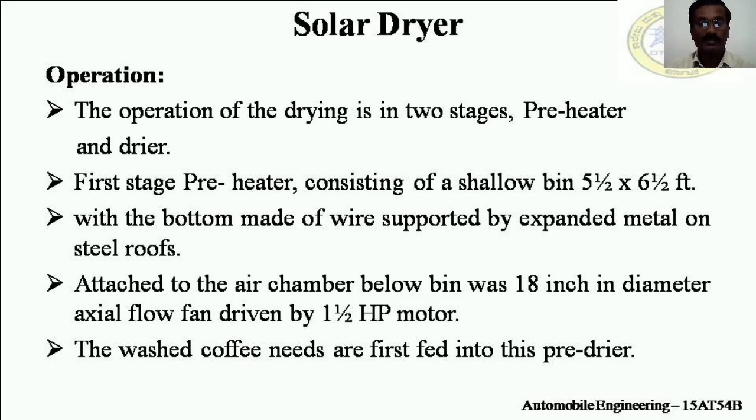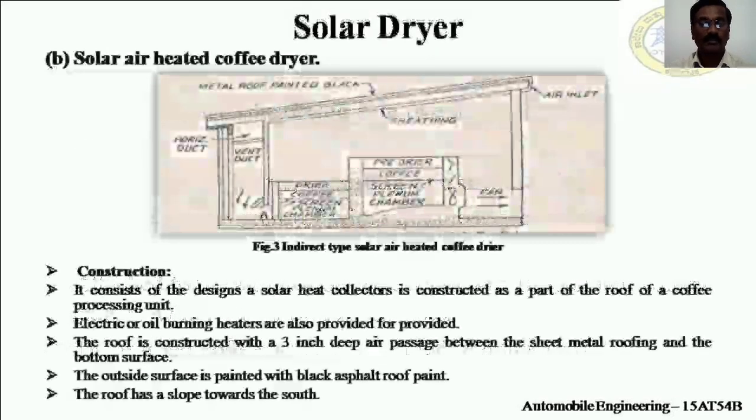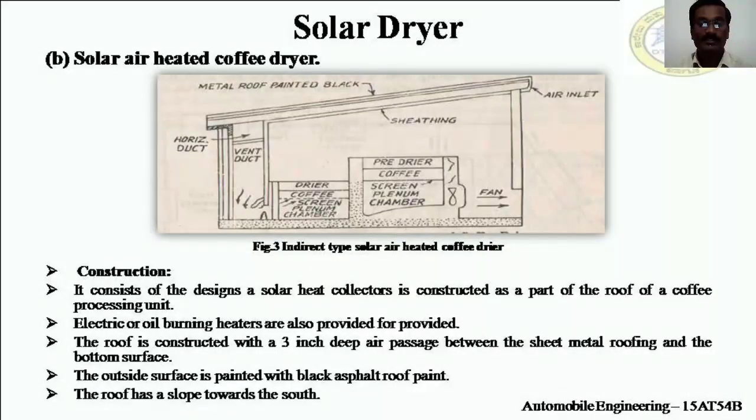For the first stage, the preheater consists of a shallow bin 5.5 by 6.5 feet in area, with the bottom made of wire supported by expanded metal on the sheet roof, as shown in the diagrams. Attached to the air chamber below the bin, an 18-inch diameter axial flow fan is driven by a 1.5 HP motor. The washed coffee beans are first fed into the pre-dryer in these chambers.